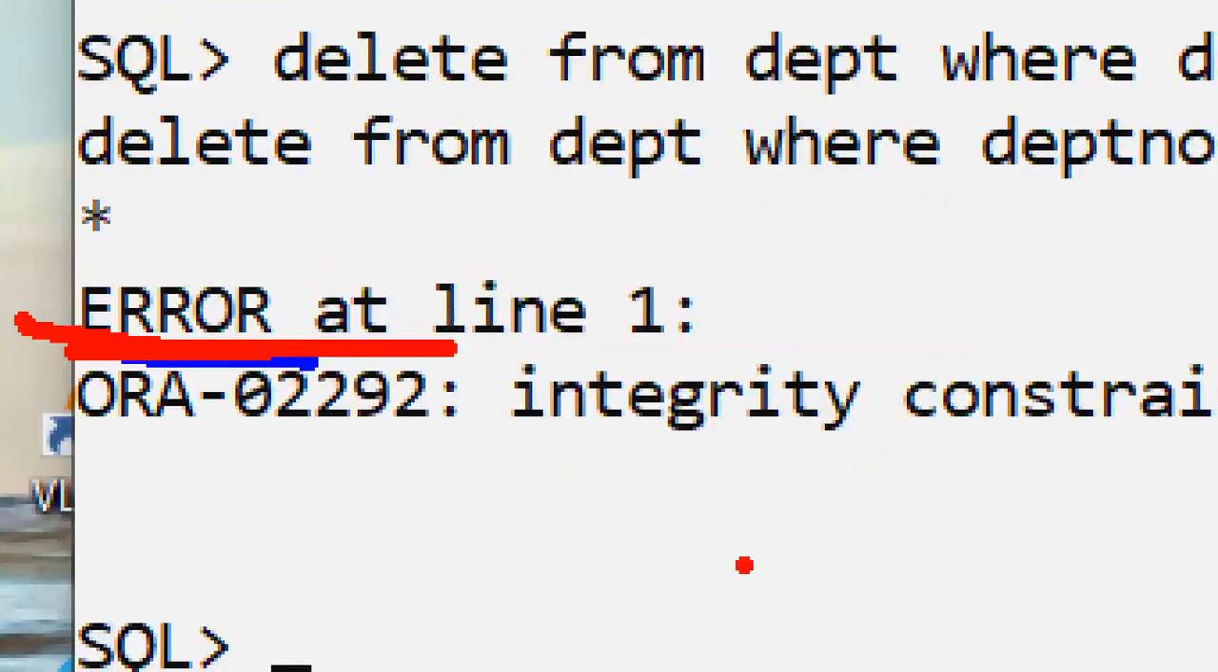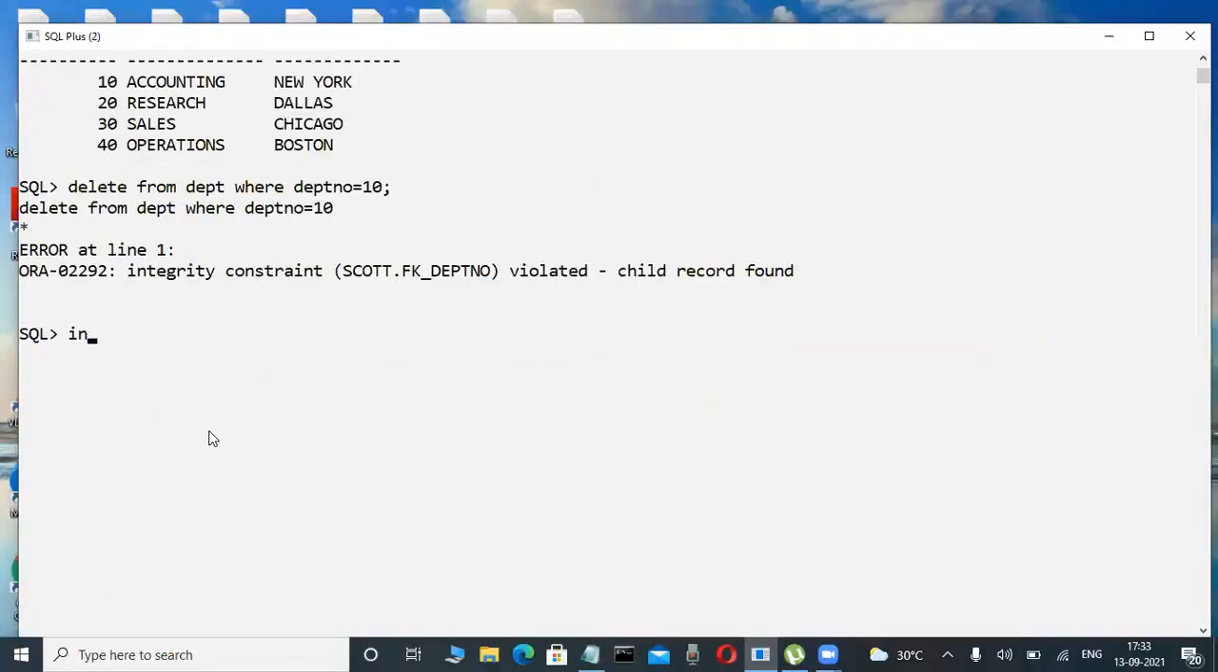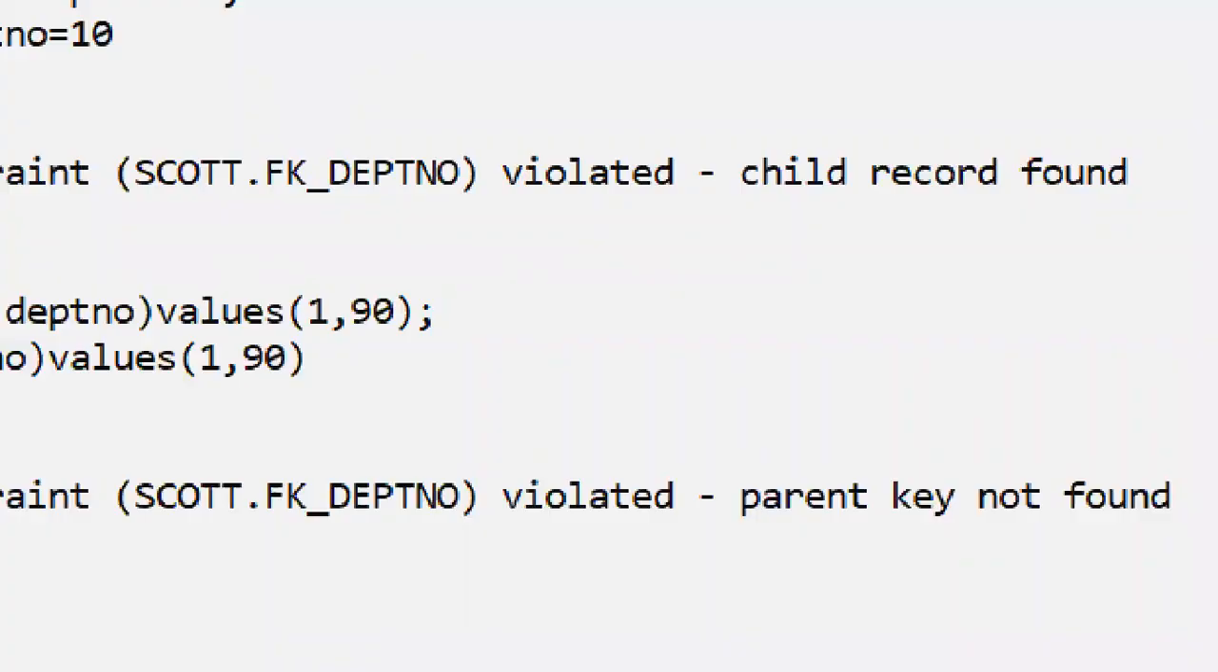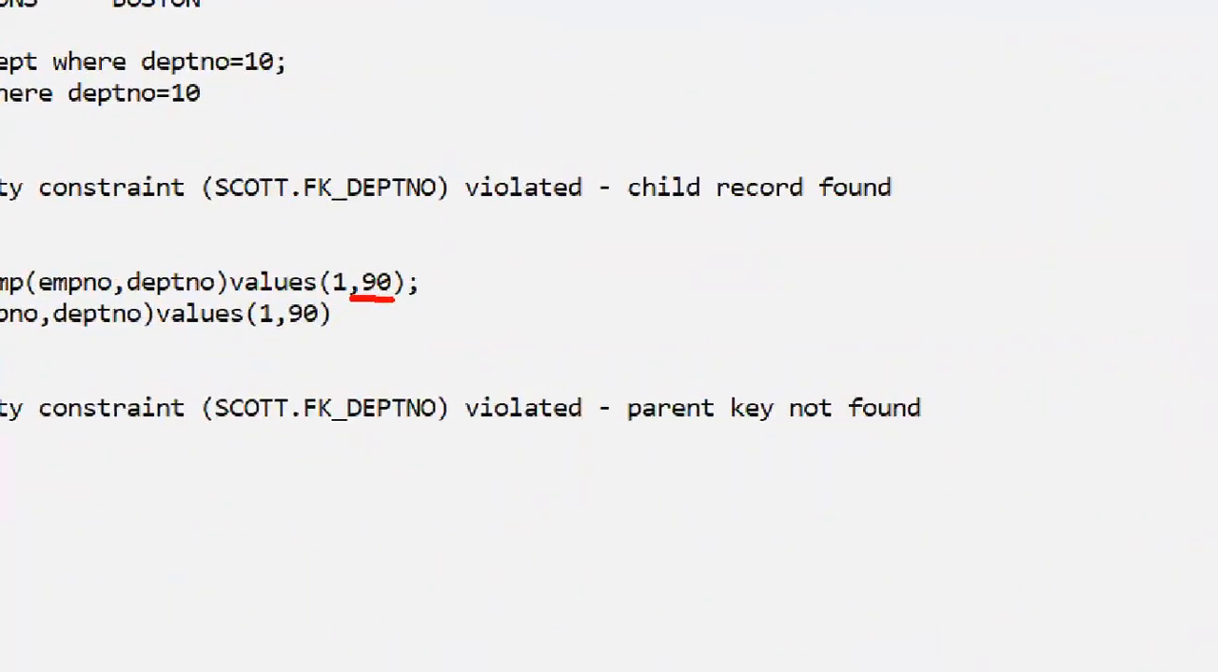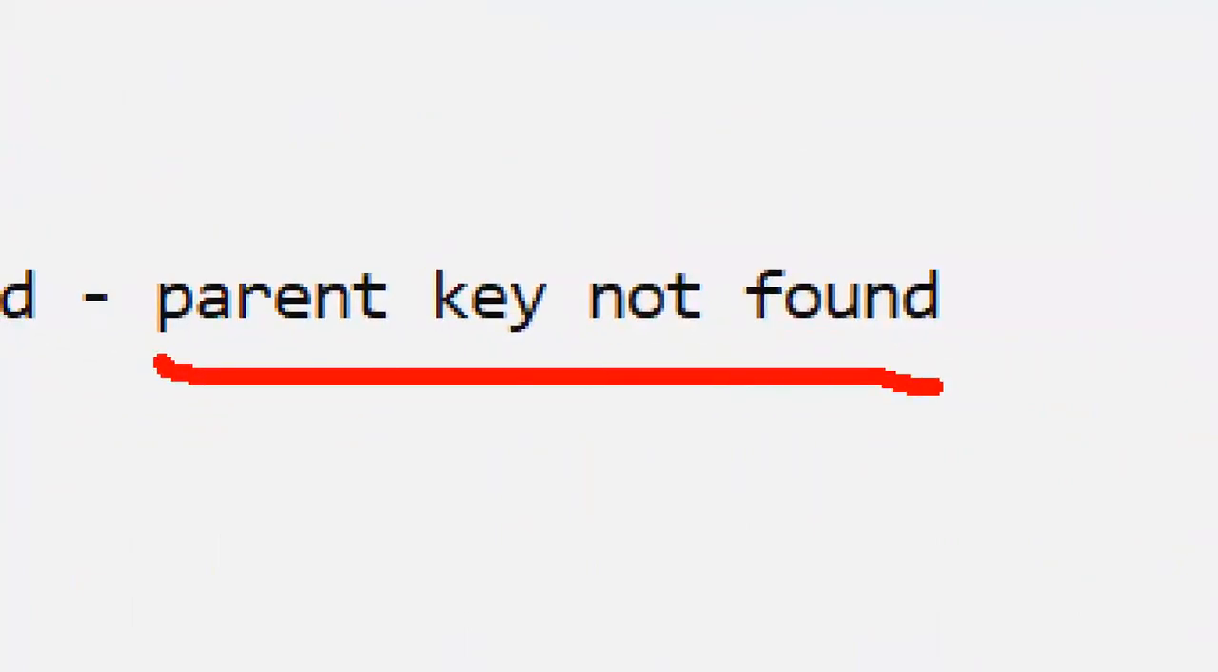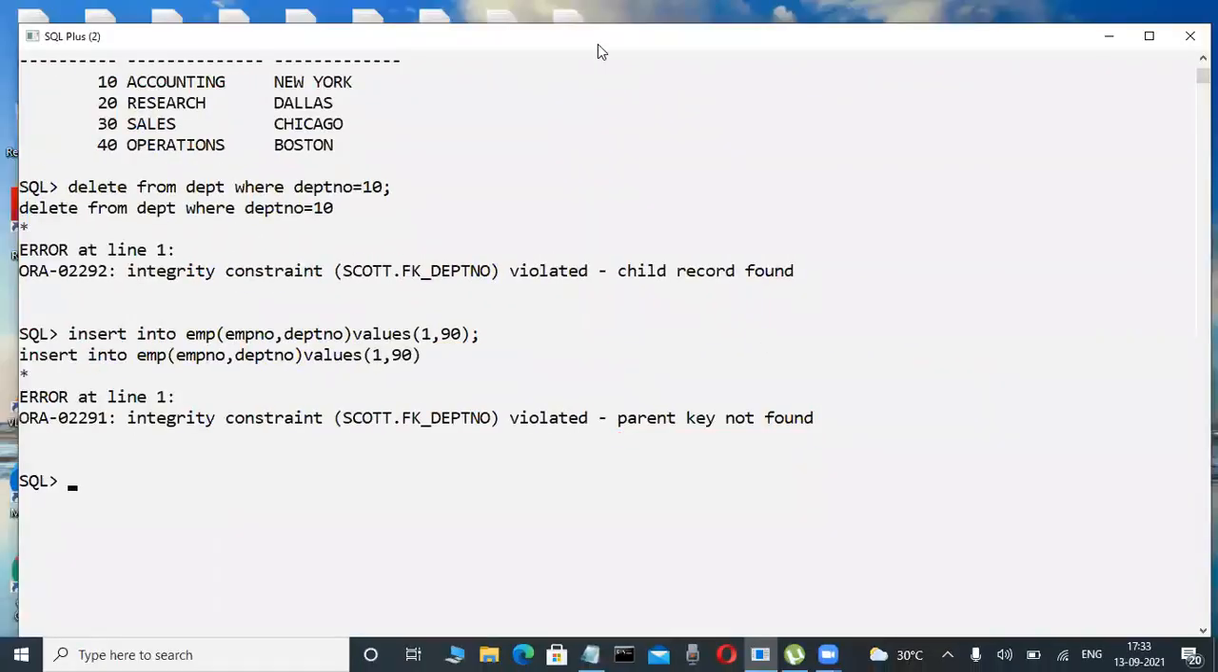Now suppose I try to insert a record into the EMP table: insert into EMP values, with an employee number and department number 90. We are learning insert, update, delete in our course. It will give an error: parent key not found. In the DEPT master table, this 90 is not available. That's why these types of rules are very important.